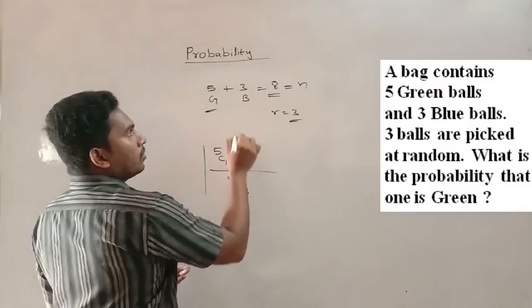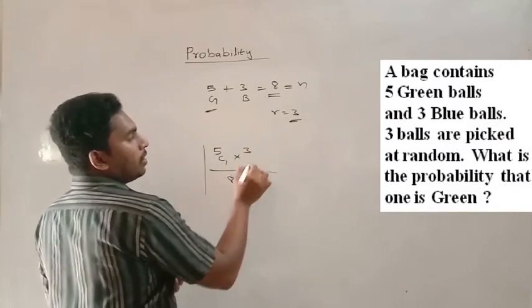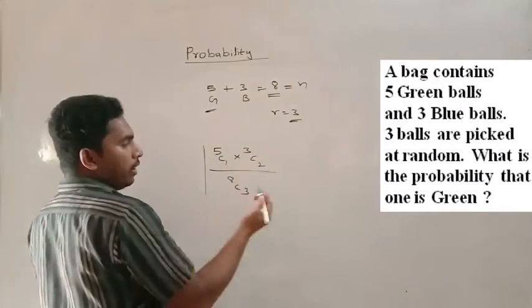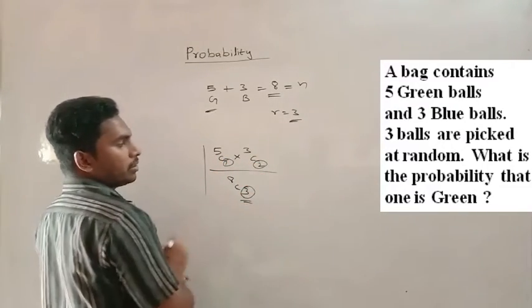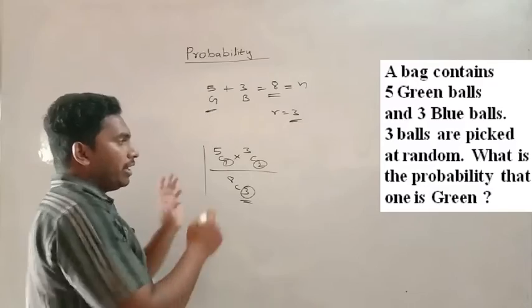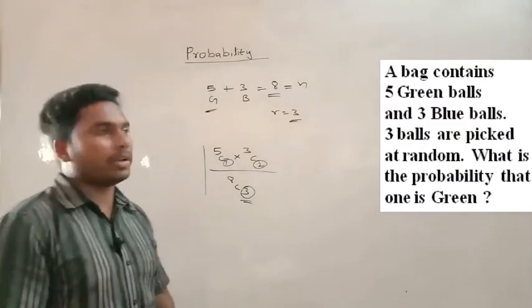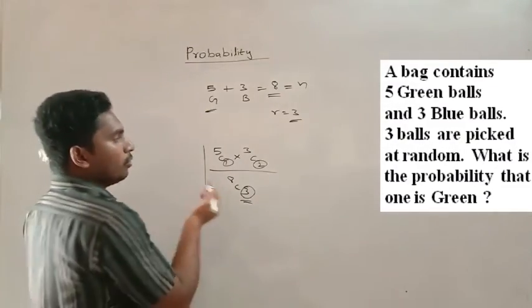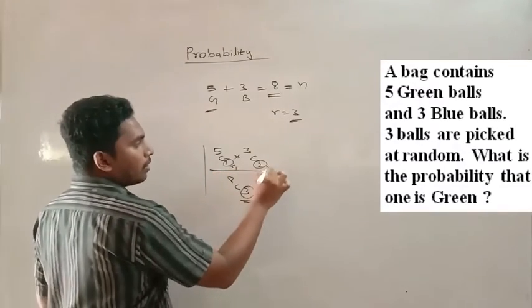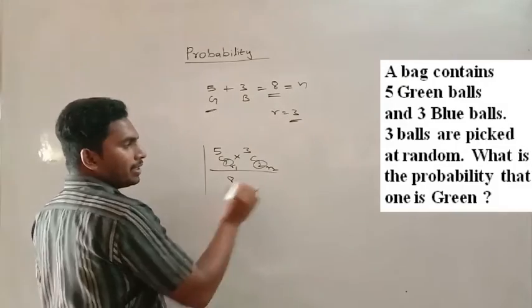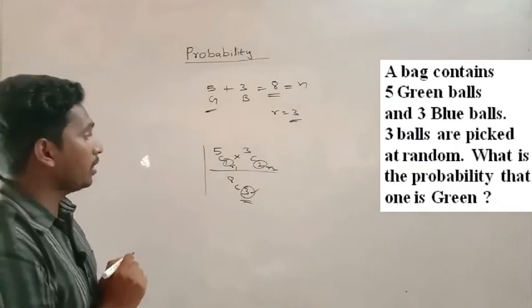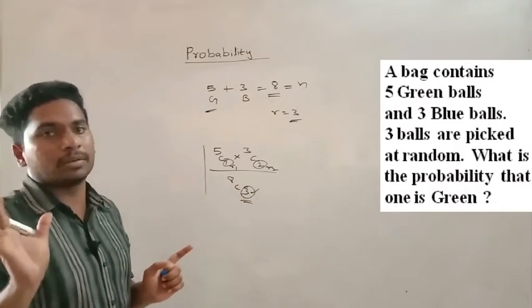Now out of the 3 blue balls you are picking up 2. You have to make sure that if you add these 2, it equals this. Whenever this kind of problem comes, you have to make sure that the r1 and r2 in the numerator, if you add them, you should get this r.